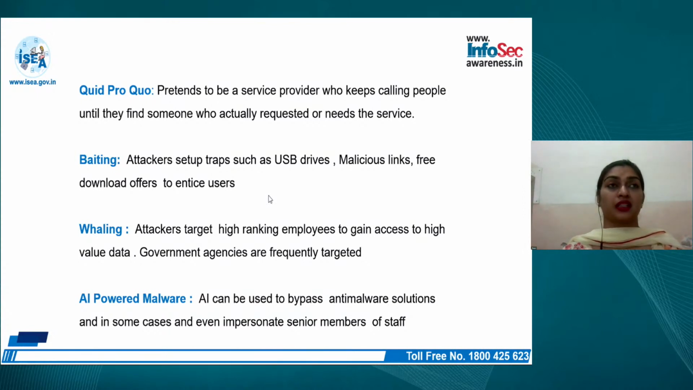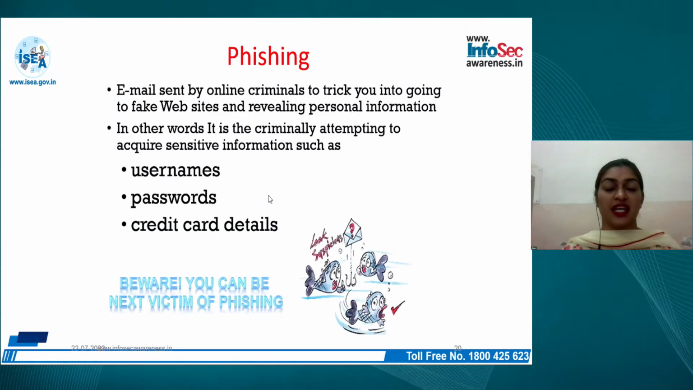Similarly, the attacker also finds ways to take advantage of artificial intelligence, and it can be used to bypass anti-malware or antivirus solutions in order to impersonate senior members of staff. So you see, if we are getting equipped, attackers are also getting equipped with artificial intelligence, and they can think in their own way and get their entrusted data from the victim.